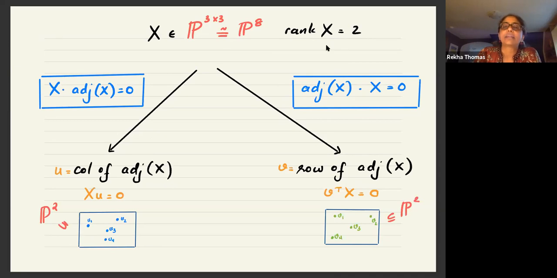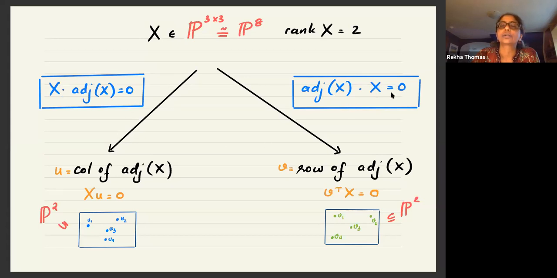So if I have a rank 2 matrix X, I can simply send X, which lived in P8, to its right kernel and to its left kernel. Okay, so these are unique. So I can make the map that sends X to its right kernel, which is U, and its left kernel, which is V. So these are 2 copies of P2. And the way you do it actually is just via the adjoint of the matrix. Because the rank of the matrix is 2, the matrix is not invertible. So if I take X times the adjoint, I will get 0. So this means that every column of the adjoint is in the right kernel.